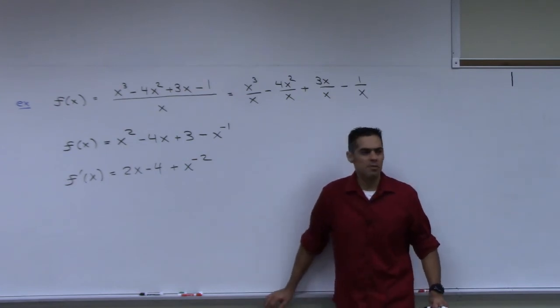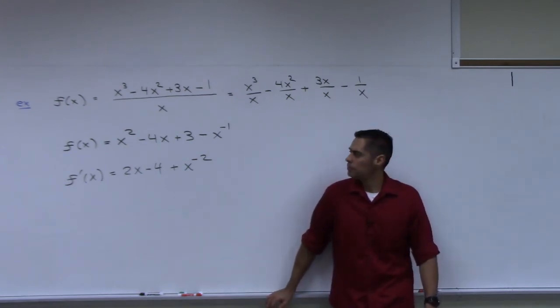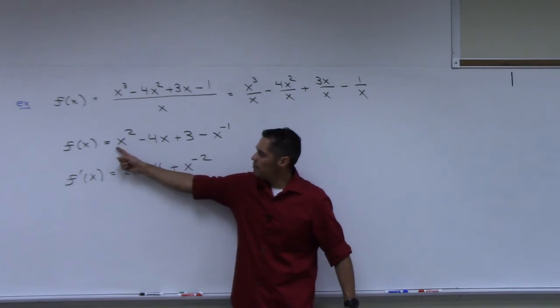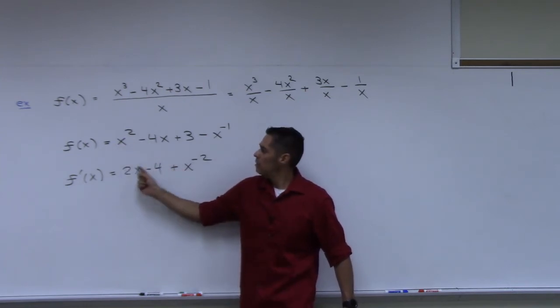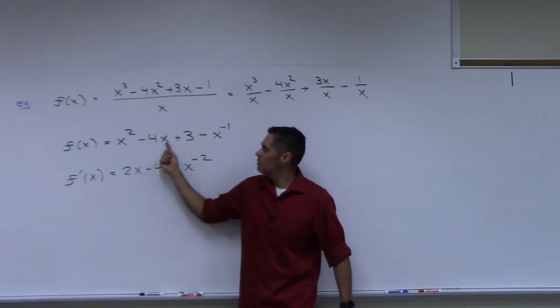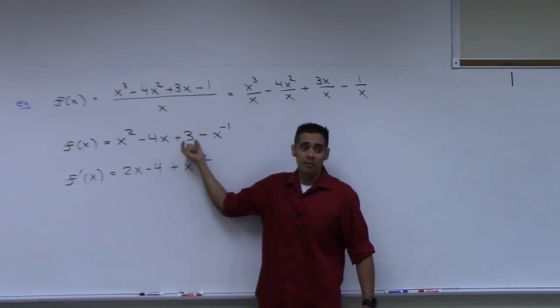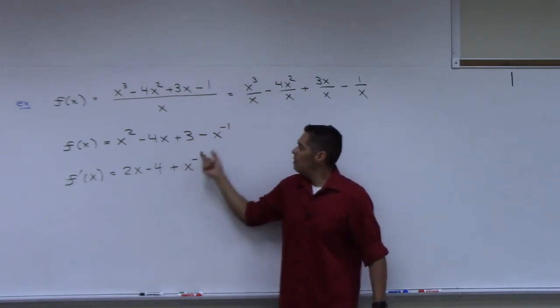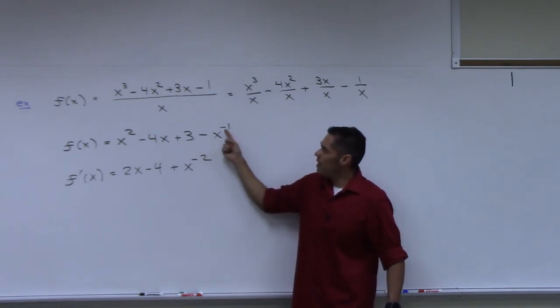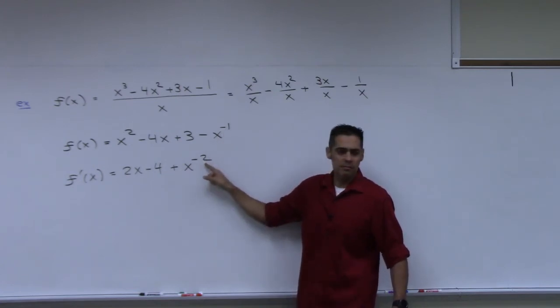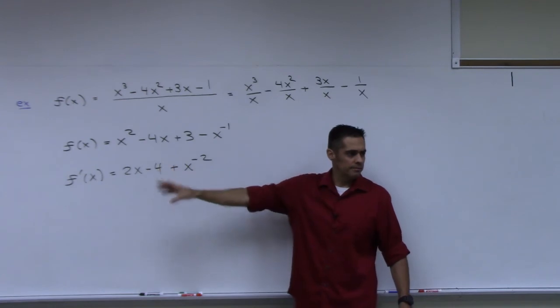Do all of these terms make sense to you? The 2 came down, 2x. The -4 came for the ride. What's the derivative of x? 1. So it's just -4. The 3 by itself: what's the derivative of 3? 0. So it's not even here. This one, I had a minus. I'm bringing a -1 out. Negative and negative become positive, so plus. I subtract 1 from 1, and I get -2. So that's the whole thing.